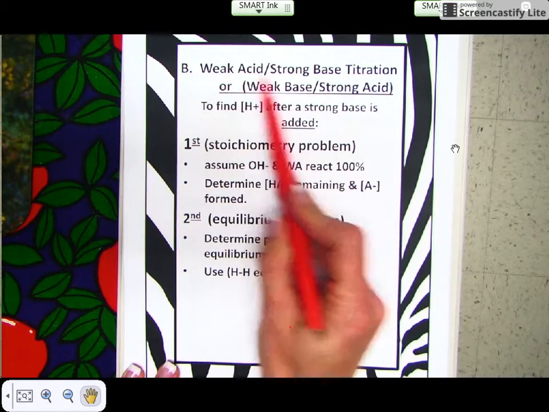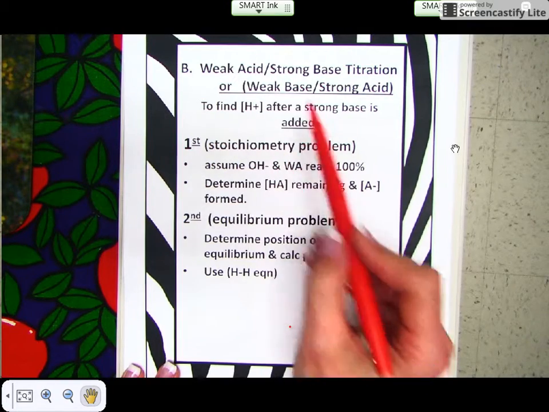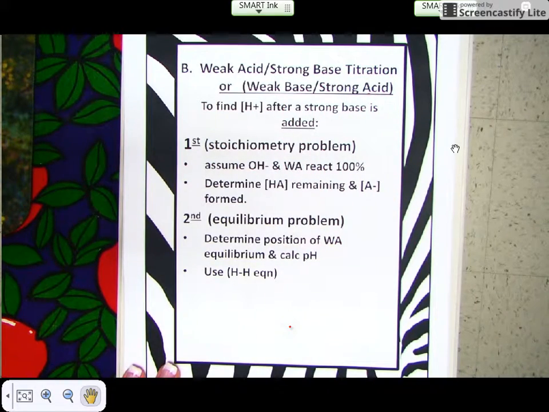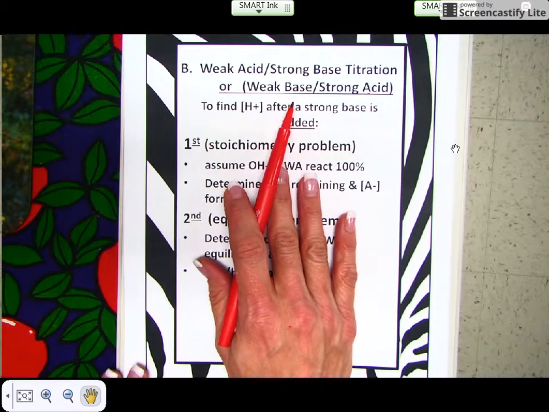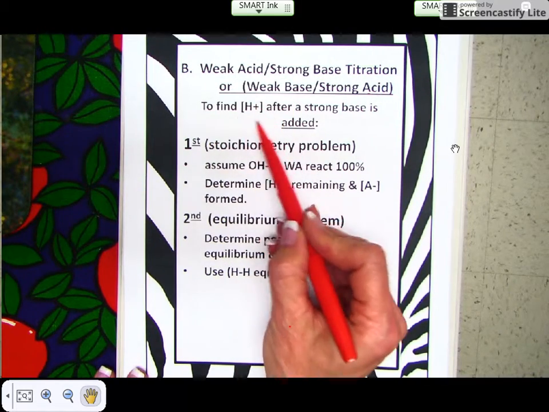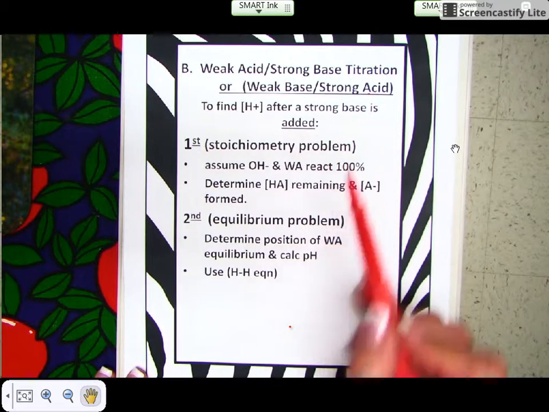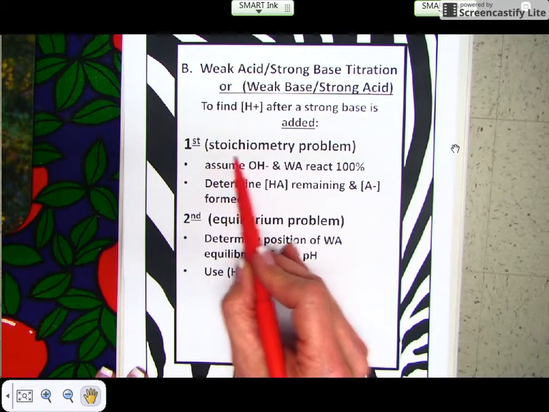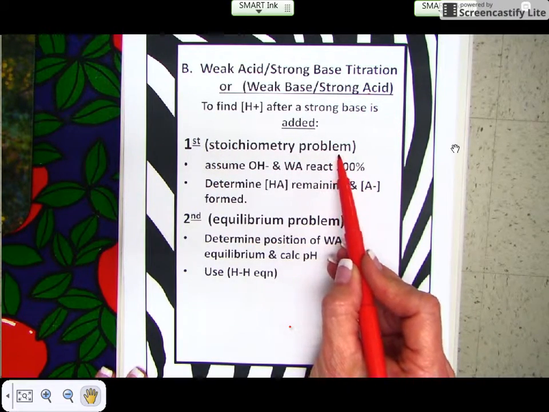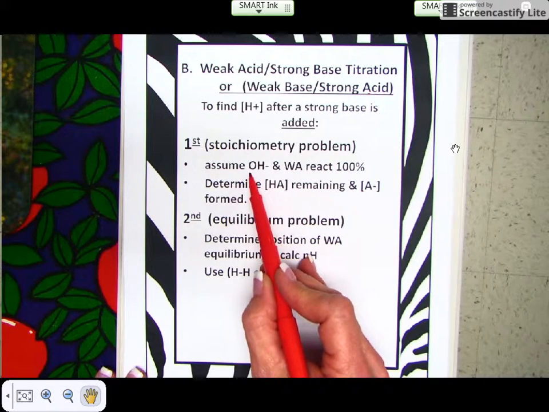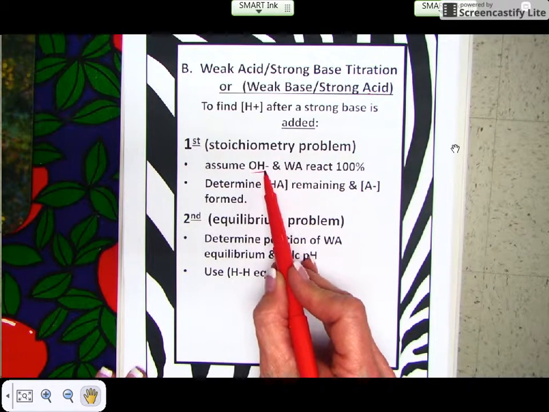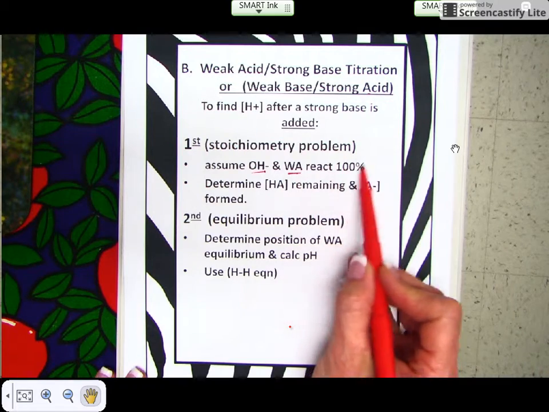When you have a weak acid and strong base titration, or a weak base and a strong acid titration, in order to find the hydrogen ion concentration after the strong base is titrated, you first want to do a stoichiometry problem, where you assume that the hydroxide from the strong base and the weak acid react 100%.